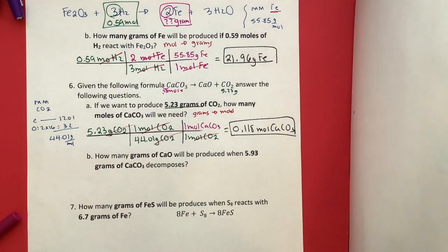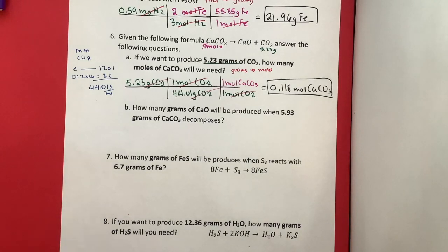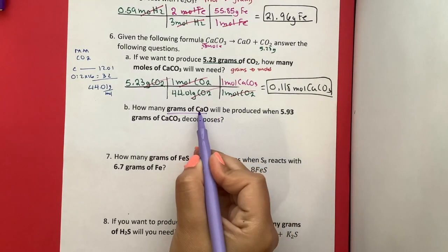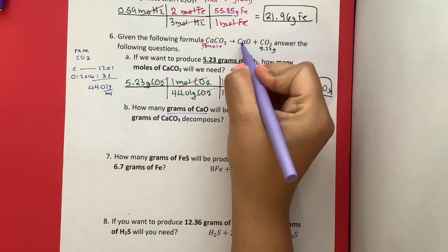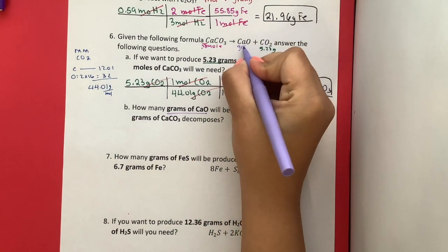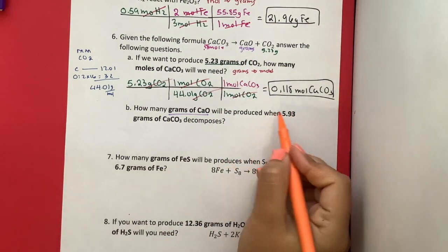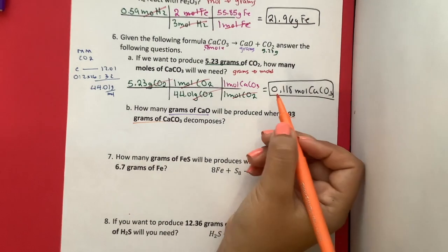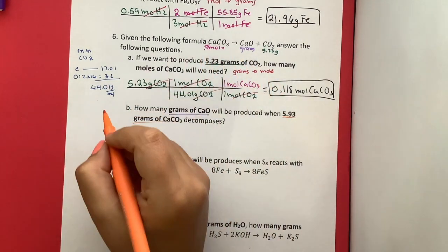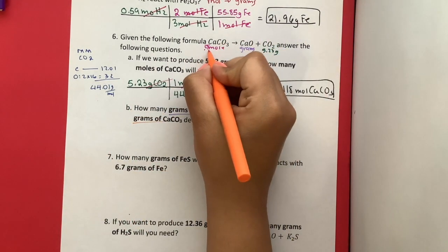That's my final answer. Now 6b, it says how many grams of CaO, so calcium oxide grams, will be produced if 5.93 grams of calcium carbonate. How many? 5.93.